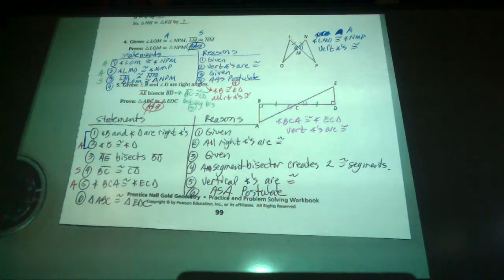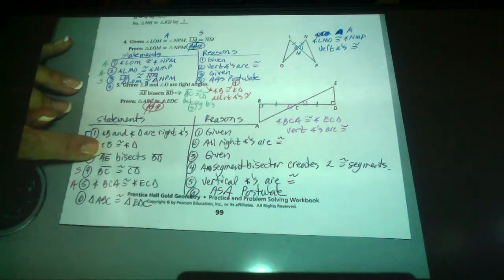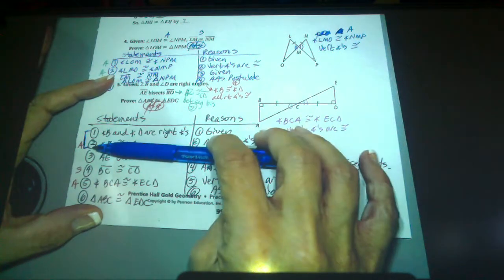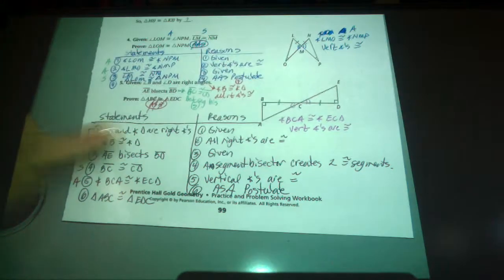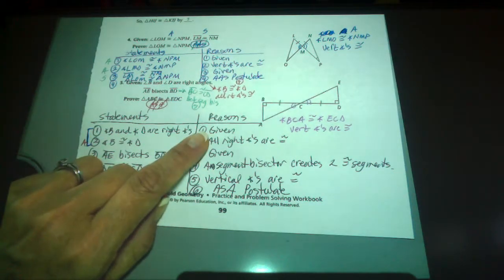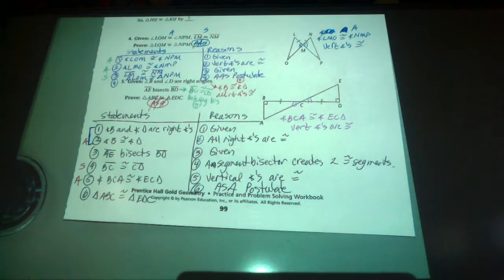Yes, the given must come first because essentially you're saying if this, then that. The first statement is your if, the second statement is your then part, because you're saying if this is true, then this is true. And this is the reason why. Well, you were given that and this is true because all right angles are congruent. So the given should always come first before you ever conclude something. Not all givens do we conclude something from.